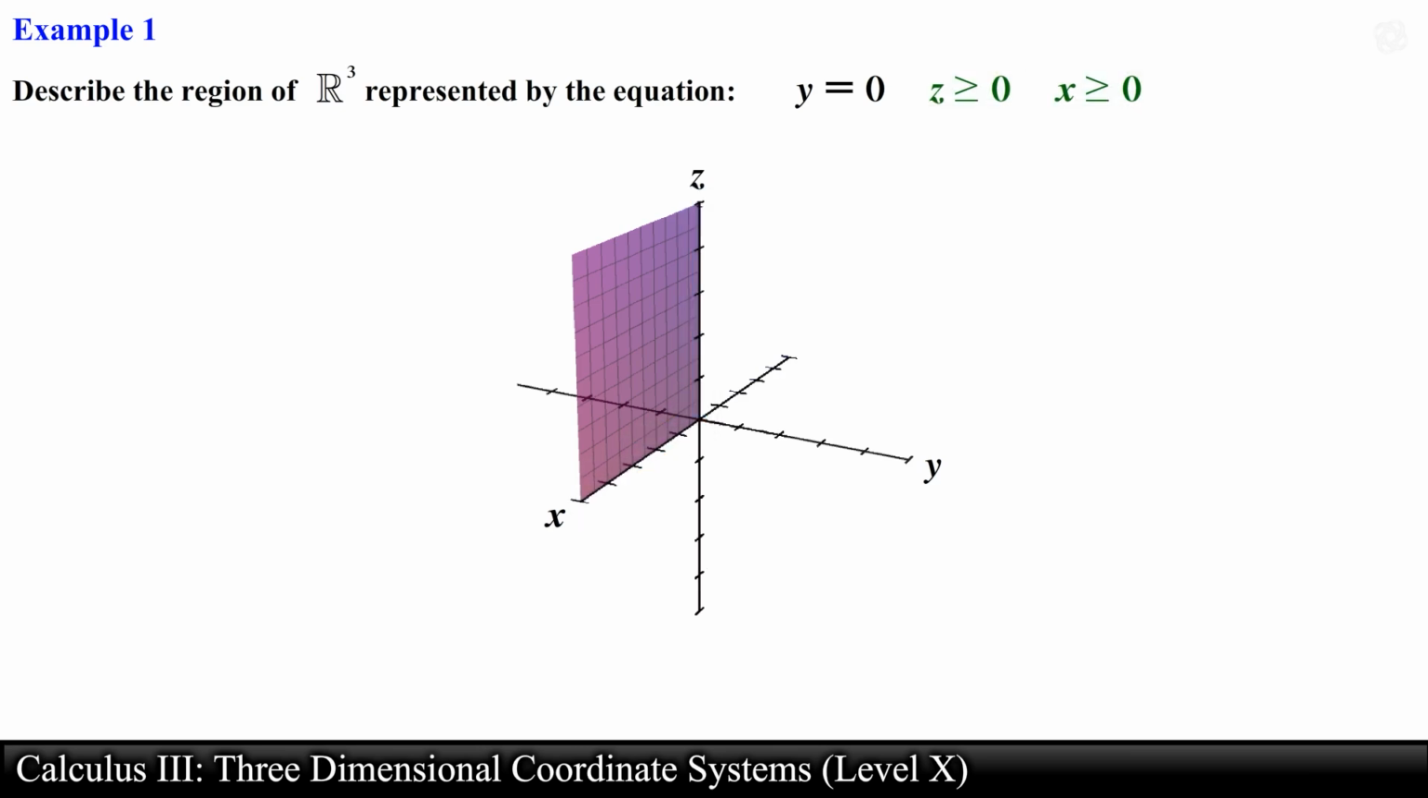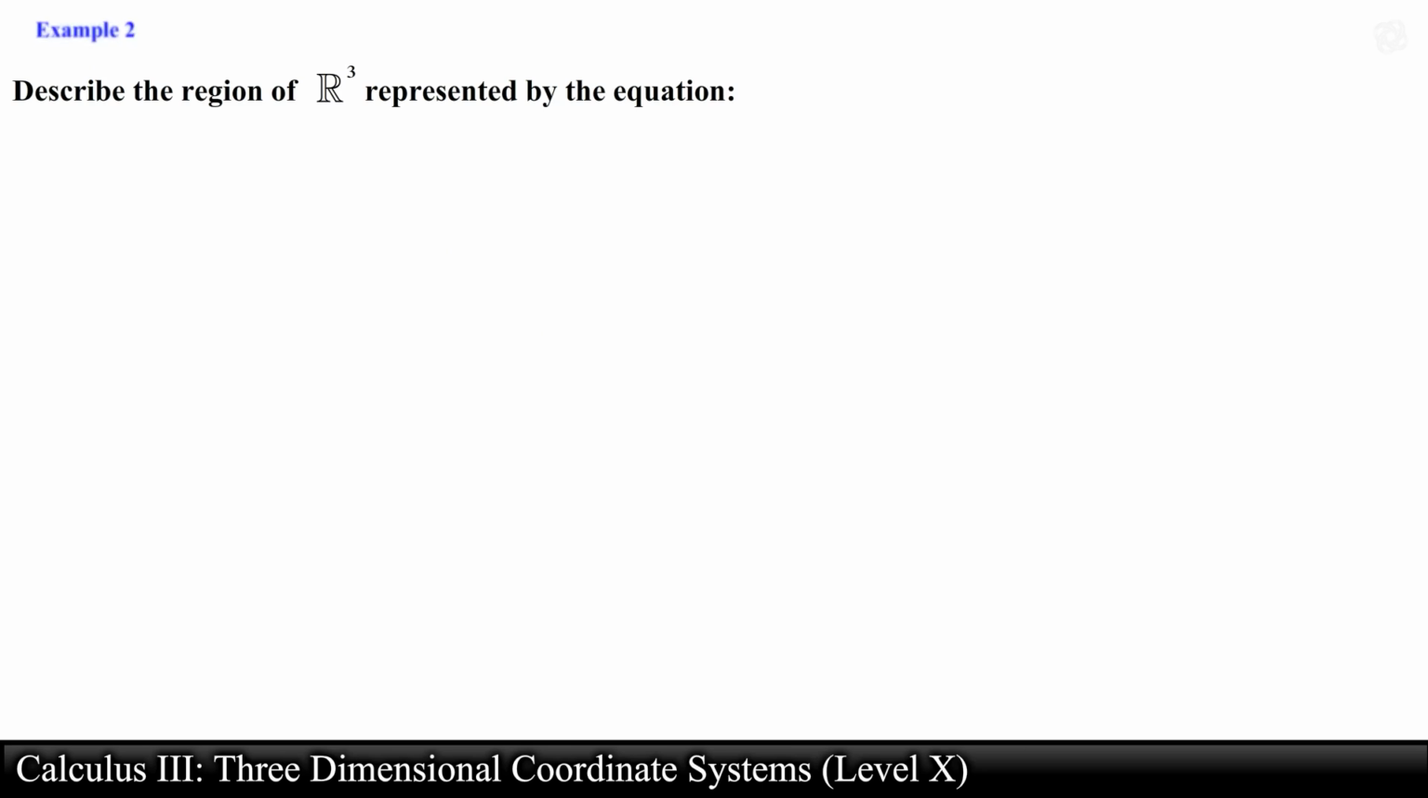And this is the region that is graphed. It's essentially the first quadrant of the xz coordinate plane, if we were to look at it from this direction. Alright, let's try the next example.